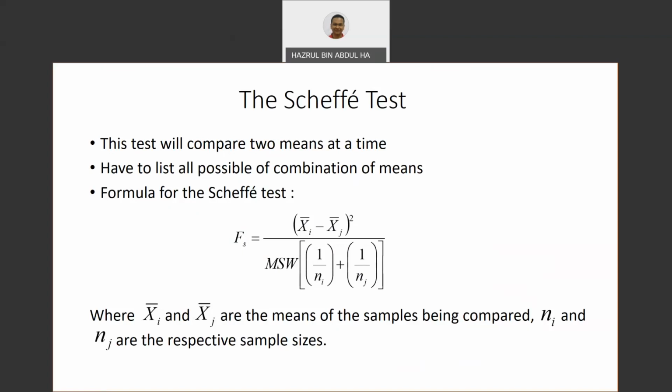So this is the formula for the Scheffe test. Fs is equal to (x bar i minus x bar j) squared, divided by MSW, or some textbooks use MSE, multiplied by (1 over Ni plus 1 over Nj), where x bar i and x bar j are the means of the samples being compared, and Ni and Nj are the respective sample sizes.